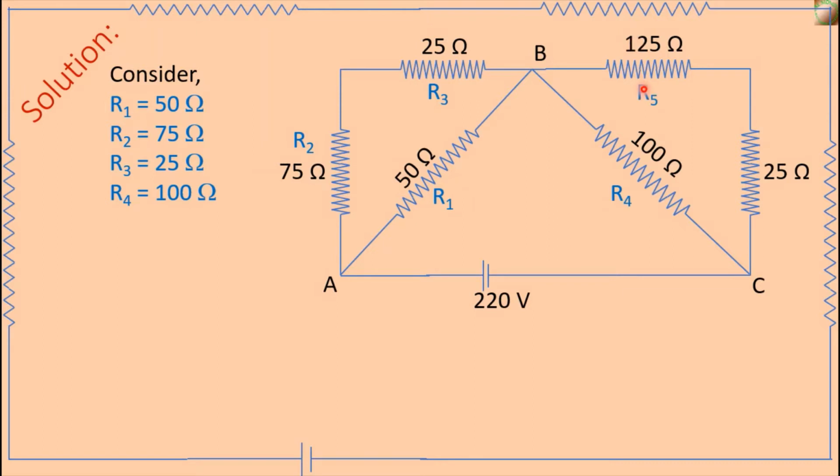And this resistance is R5. R5 is equal to 125 ohm. And this resistance is R6. R6 is equal to 25 ohm. This is R1, R2, R3, R4, R5, R6. There are 6 resistances in this circuit, and some resistances are connected in series and some are connected in parallel in this circuit. It is a mixed circuit. At first we will determine the equivalent resistance of this circuit.